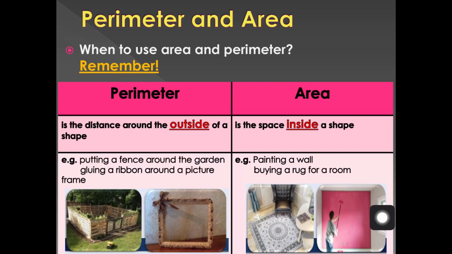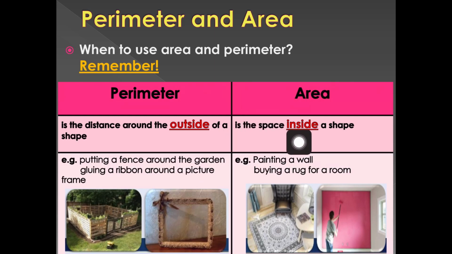We're going to remember when should I use area and when should I use perimeter. Well, perimeter is the distance around the outside of a shape. For example, when I want to put a fence around my garden, or if I want to glue a ribbon around my picture, I will measure the perimeter. I will measure the outside.